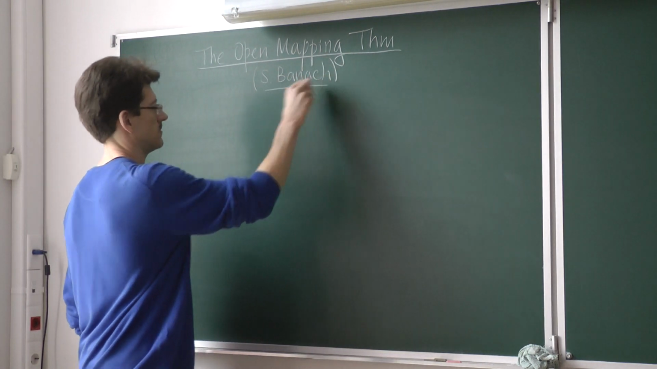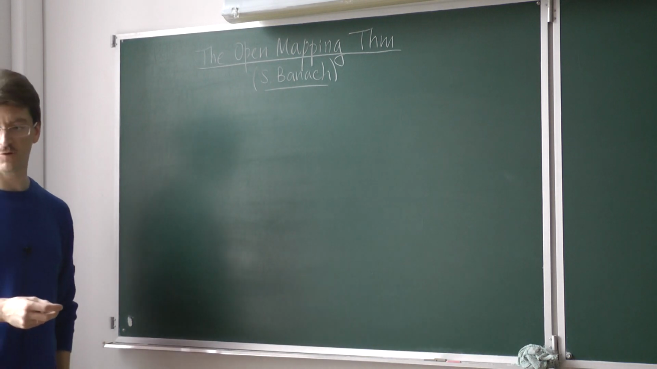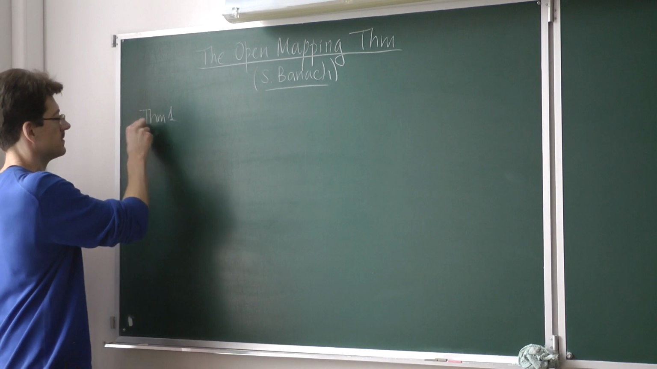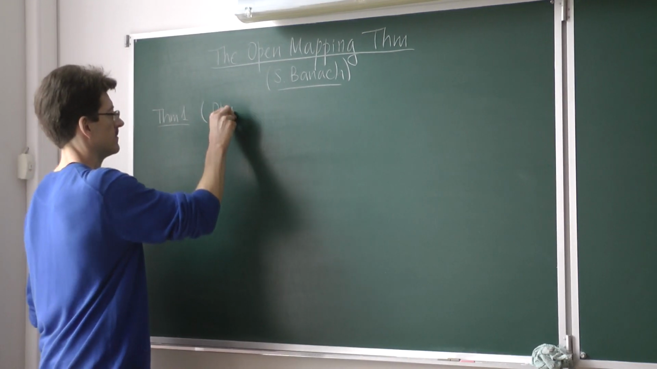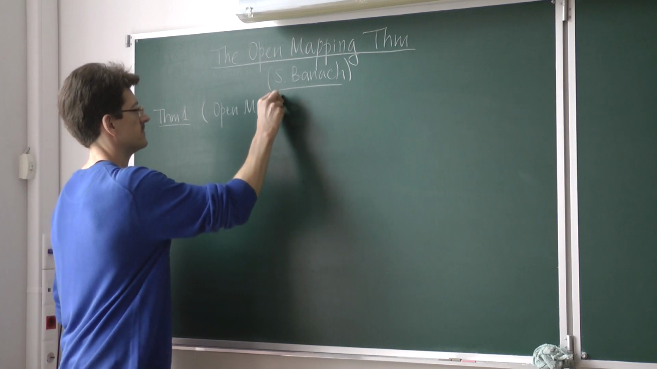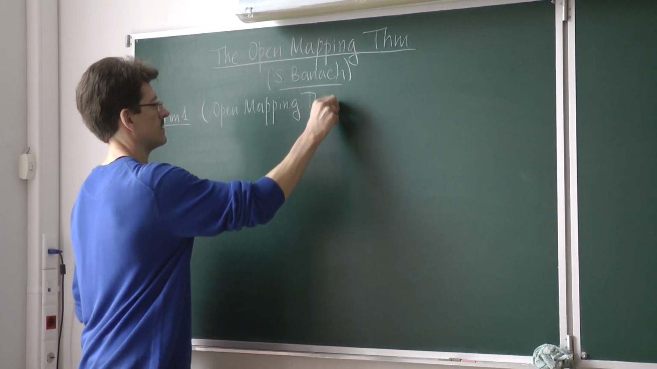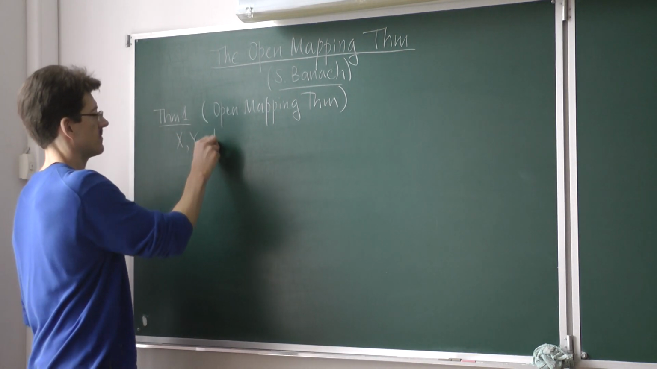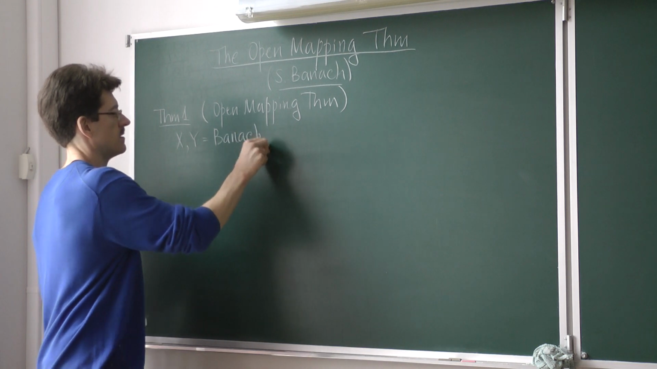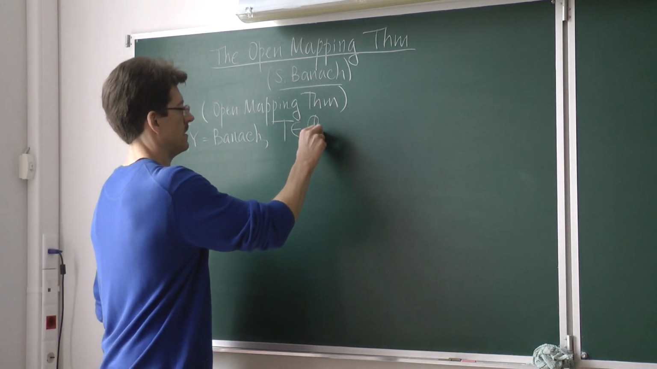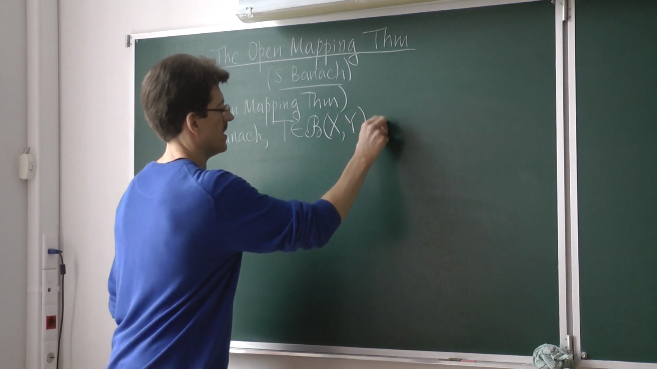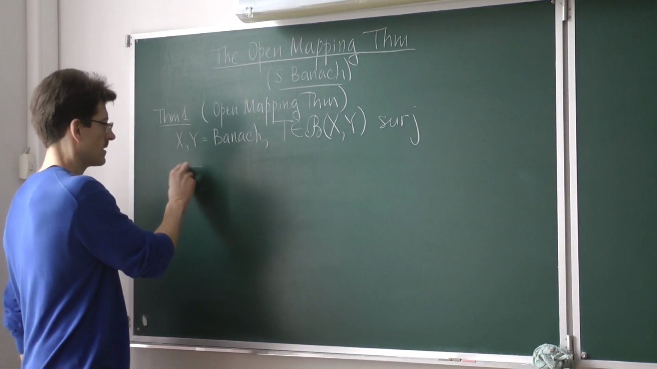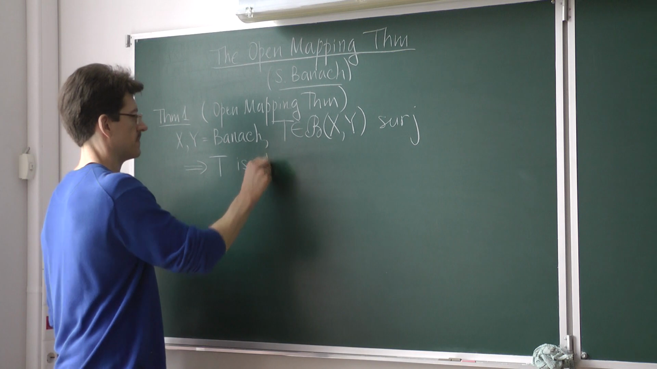And we will see that this result has several equivalent forms. So theorem 1, this is the open mapping theorem. Suppose that X and Y are Banach spaces, and T is a surjective bounded linear operator of X onto Y. Then T is open.